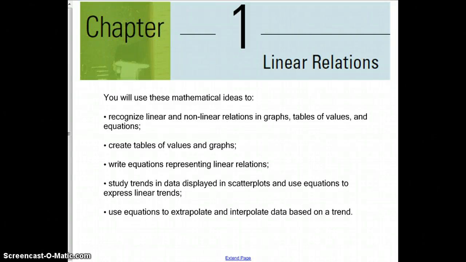We're going to start right off the bat with Chapter 1 and looking at 1.1, which is linear relations. Throughout this chapter, you will use what we learn to recognize linear and nonlinear relations in graphs, tables of values and equations. You'll also know how to create tables of values and graphs. You'll know how to write equations representing linear relations and study trends in data displayed in scatter plots, and you'll be able to use equations to express linear trends. You can also use these equations to interpolate and extrapolate data based on a trend.